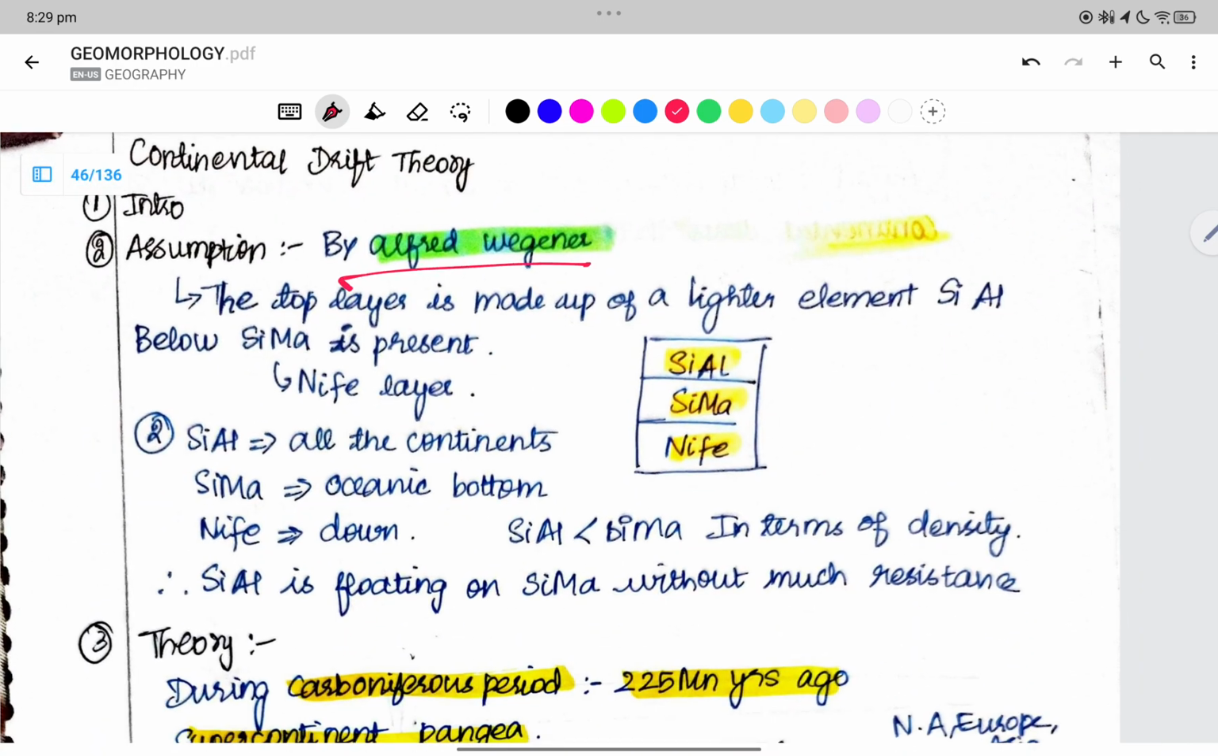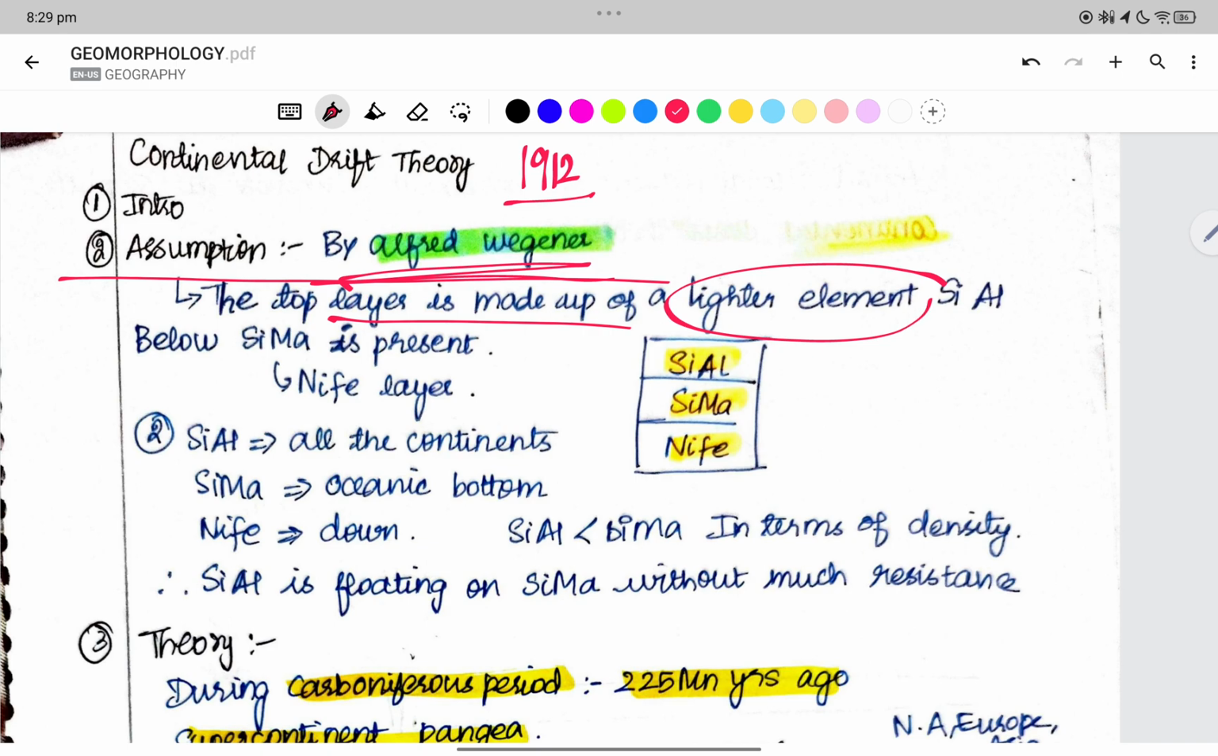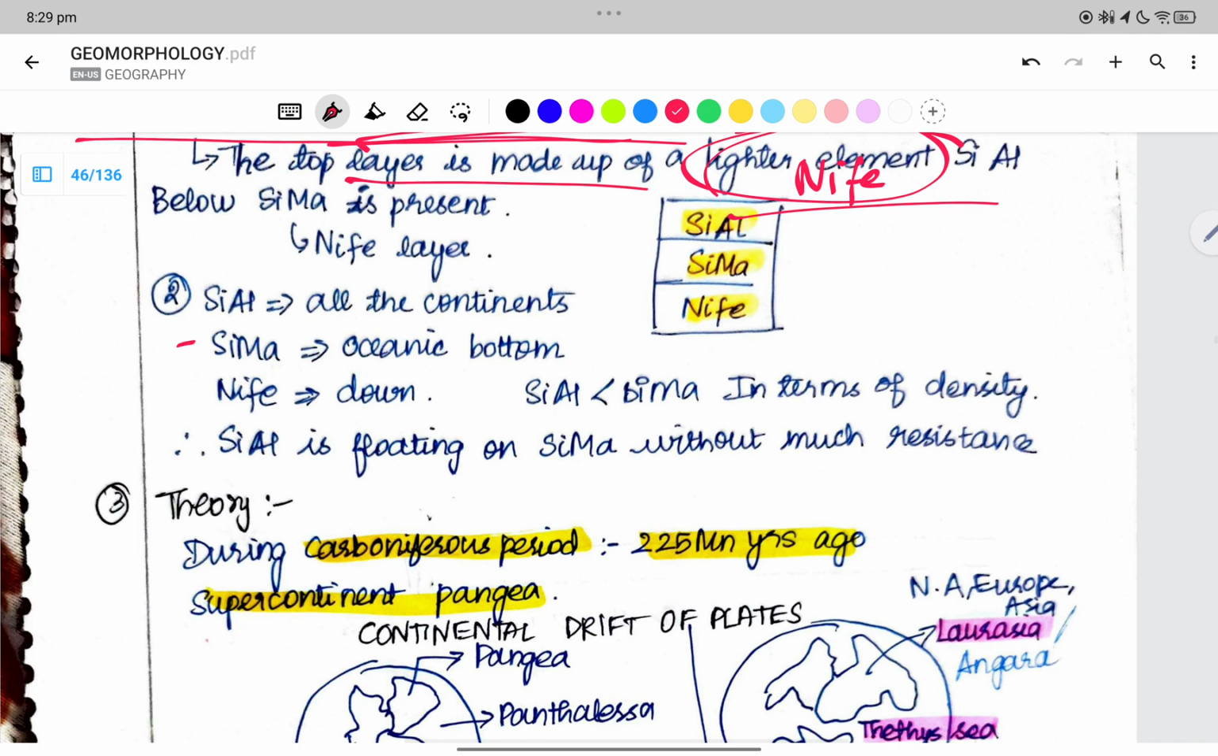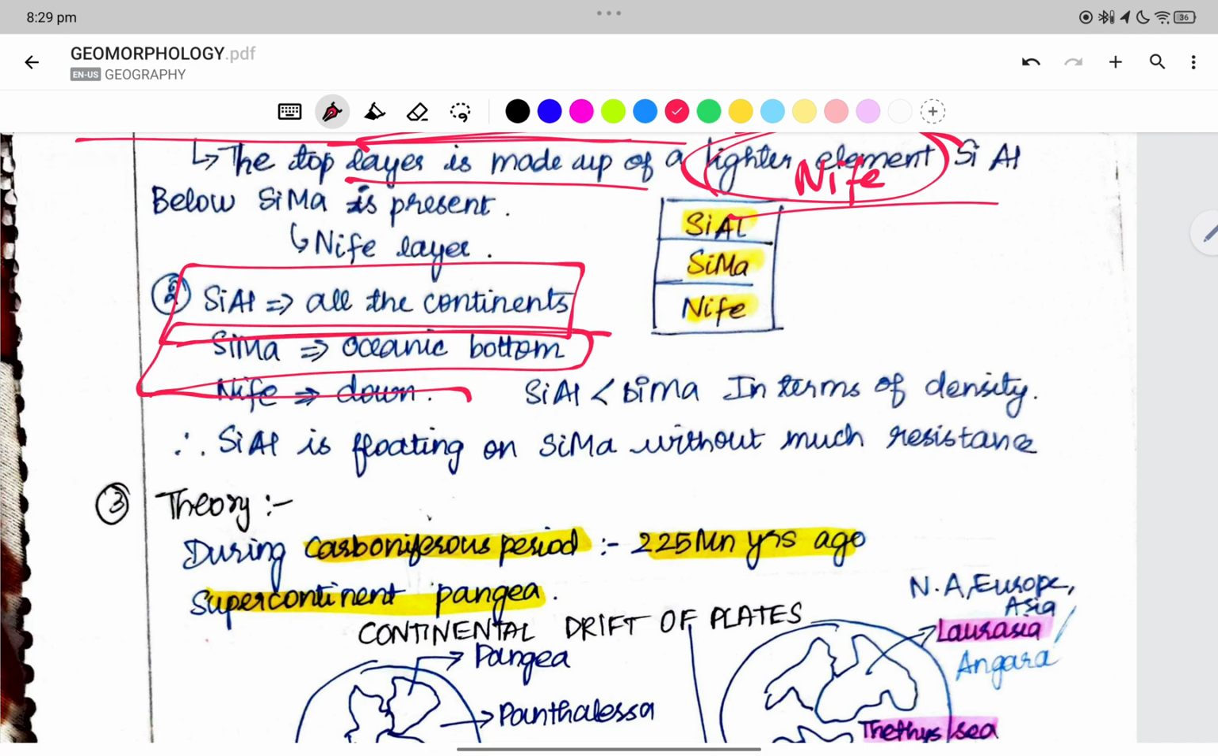Now, this is Alfred Wegener's continental drift theory in 1912, right? The top layer is made up of the lighter elements, the Sial. Below the Sial we have Sima, and below Sima we have the Nife. Sial is where all the continents are present. Sima is the oceanic bottom, and Nife is the core region, right?